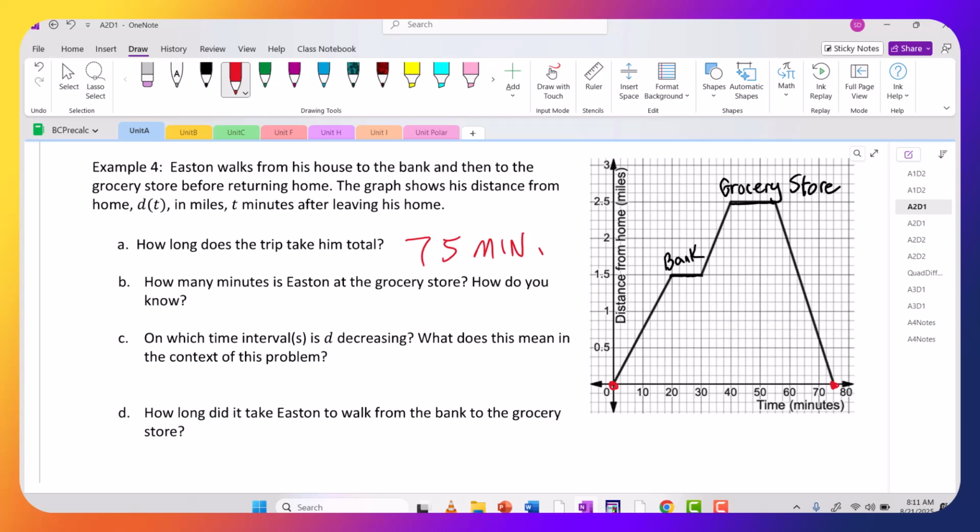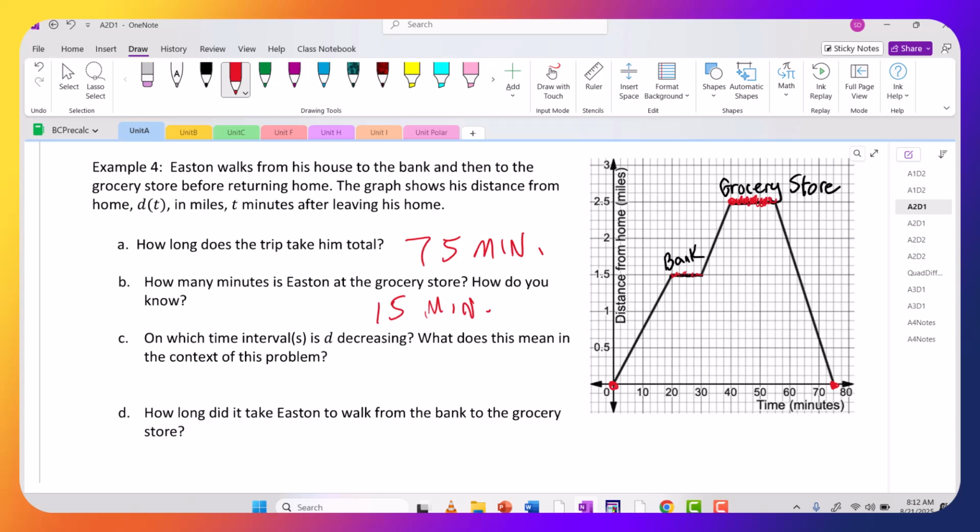How many minutes is Easton at the grocery store? Well, he walks to the bank, and then what does this horizontal line mean? He's sitting at the bank, doing his little stuff. And then he walks to the grocery store, and there he's shopping. So how long is he there? That looks like 40 to 55. So how many minutes is that? 15. So really the point of this one is, can you read and understand the graphical situation in context of reality, of what this is emulating?